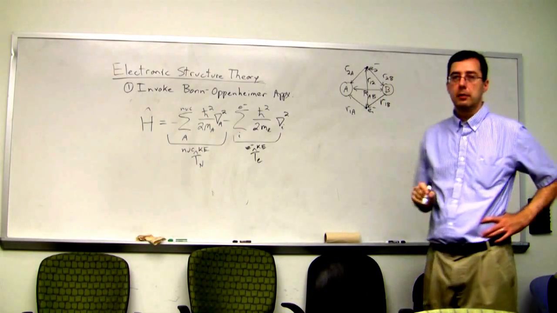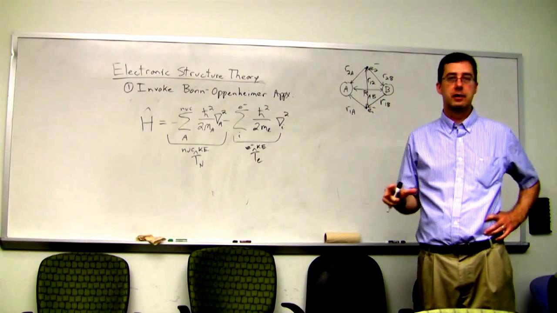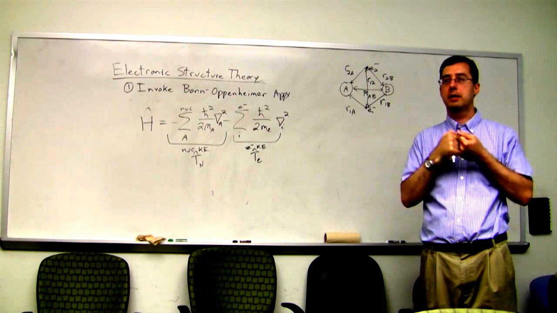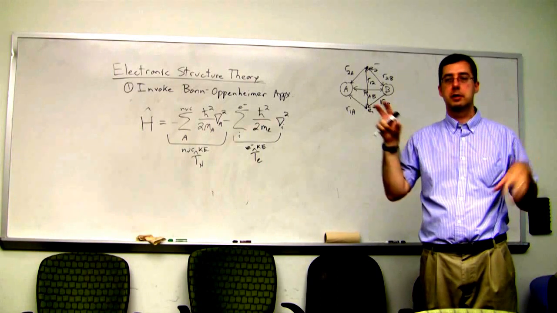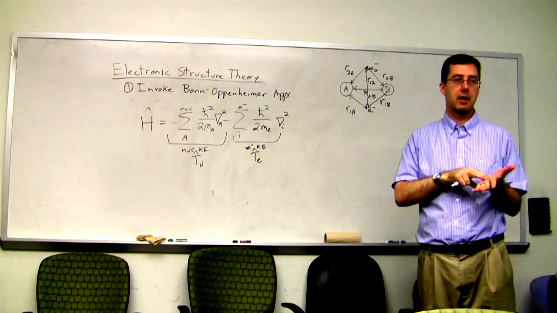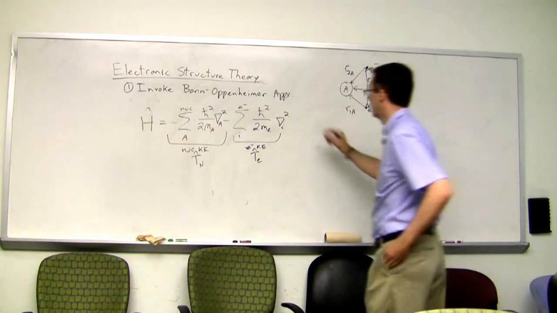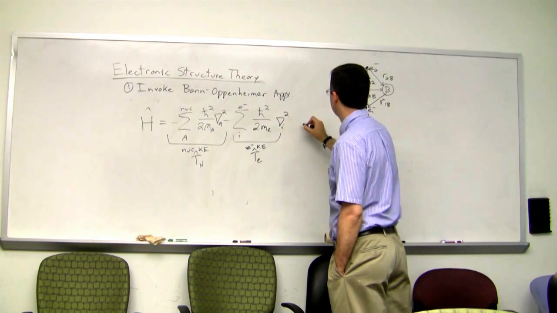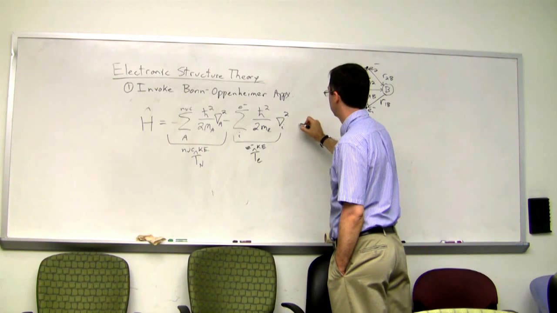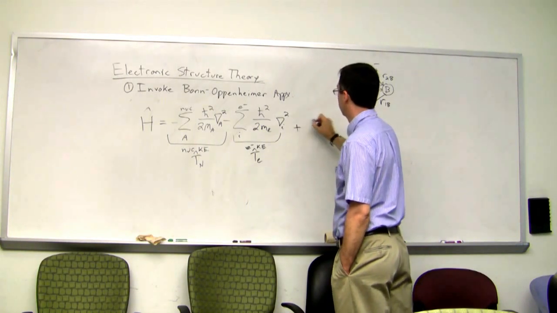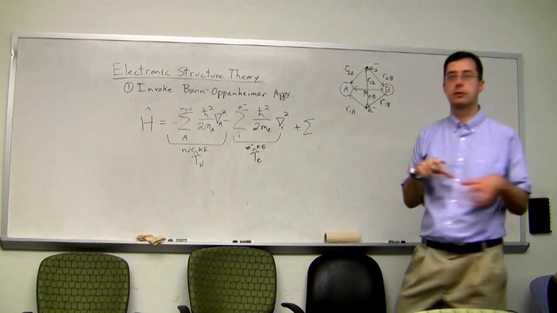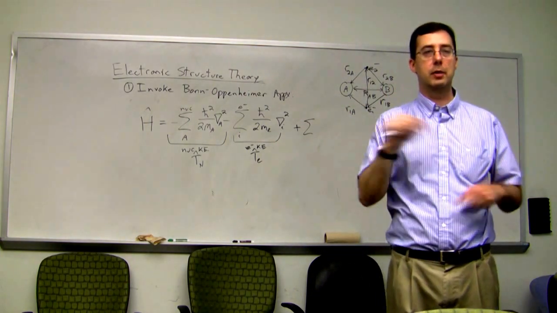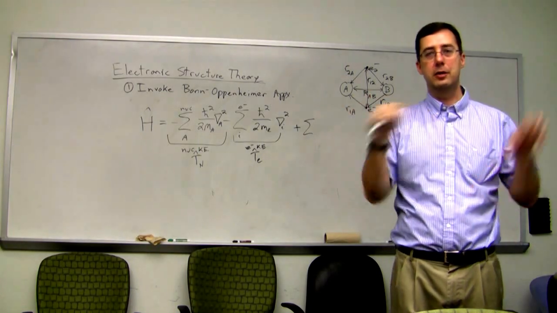Then I have potential terms, and I have three kinds. Nuclei repel each other because they have the same charge. Electrons repel each other because of the same charge. But then electrons and nuclei are attracted because they have opposite charges. So there's three terms. Let's do the nuclear potential energy, nuclear repulsion. That's plus. I've got to sum. Now I need to sum over all the pairs of nuclei because nuclei don't repel themselves. So you've got to get all the unique pairs.